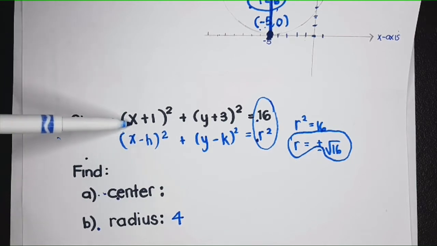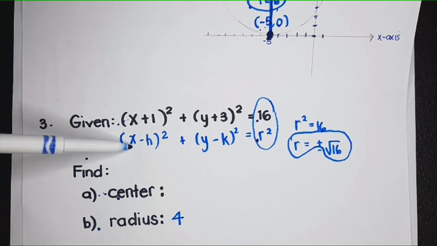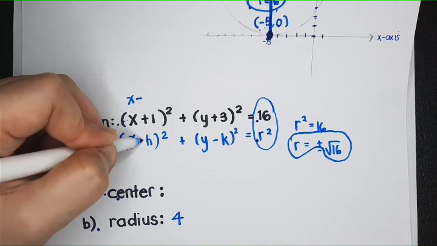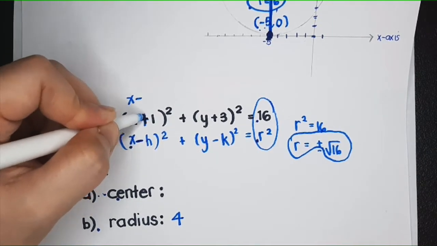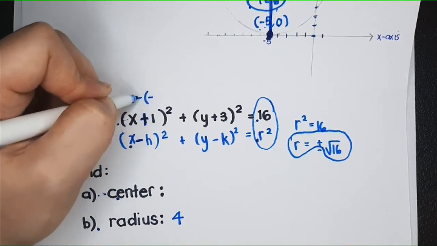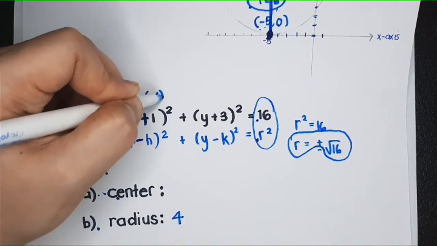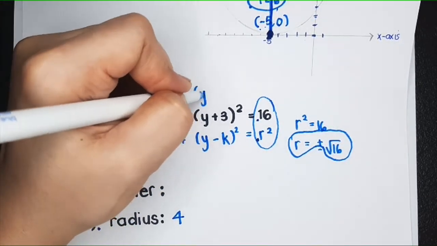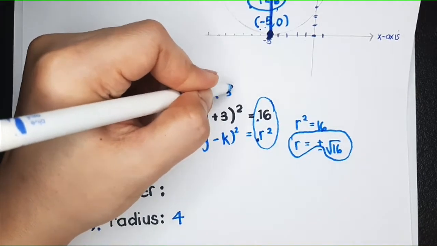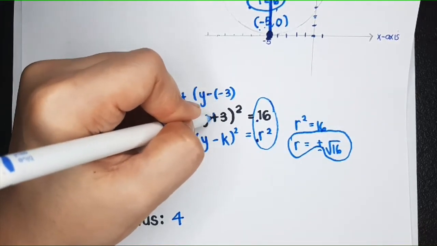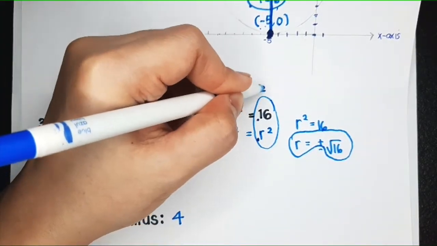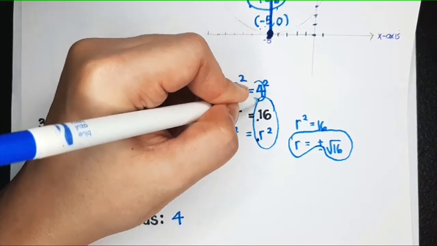You may want to write the given in this way. Naturo ko na yan sa past video. So parang gagawin ninyo x minus, kasi dito minus. Pero you have plus 1 here. So you'll have to write it in this way: x minus a negative 1, squared, plus, ito naman, y minus a negative 3. Para kapag sinimplify ko, positive 3 naman yan. Plus 3, squared, equals, I'm going to write 16 in this way, 4 squared.